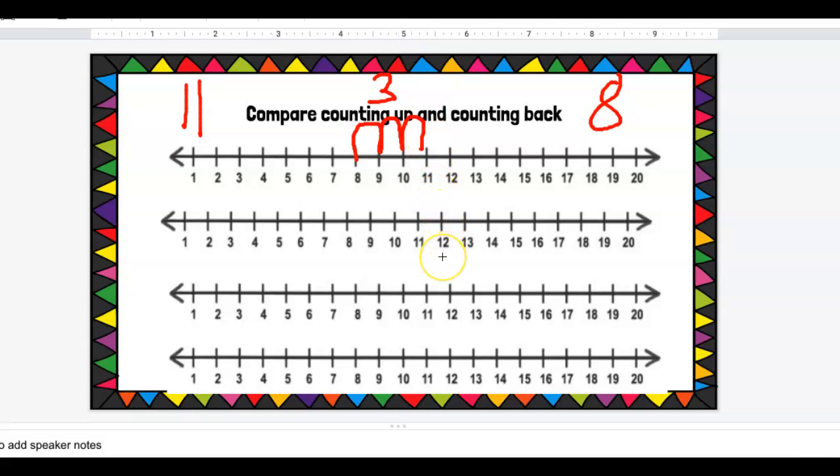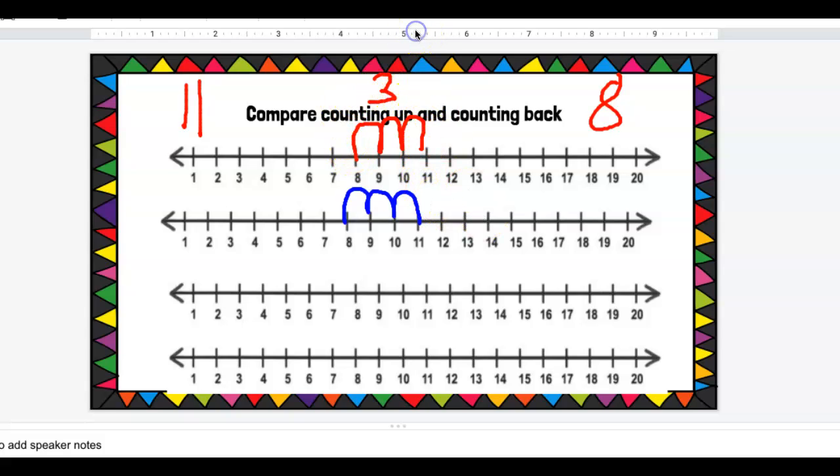I bet there's other people who might have tried this strategy. They started at 11 and they saw how many hops it took them to get to 8, because we're trying to find the difference between 8 and 11. And they went 1 hop, 2 hops, 3 hops. They got 3 also. They just started at 11 and went to 8. And some people started at 8 and went to 11.